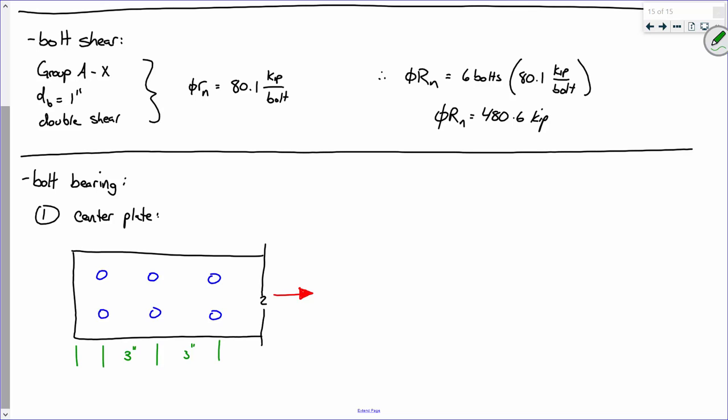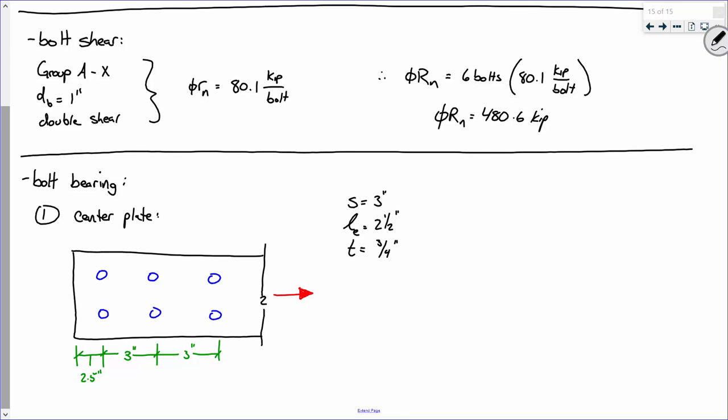And our edge distance, the one on this back end, that's 2.5, right? Looking at the center plate, it's the 2.5. For the cover plates, it's the 2 inches. Everybody okay with that? So this is 2.5 inches. Sound good? So let's start writing this out. We have an S value of 3 inches. We have an edge distance of 2.5 inches. And we have a thickness of 3/4. So far, so good?